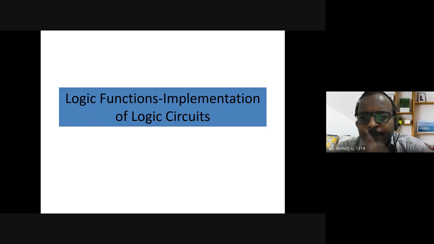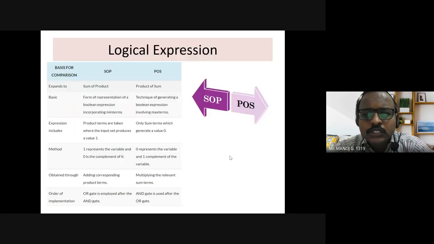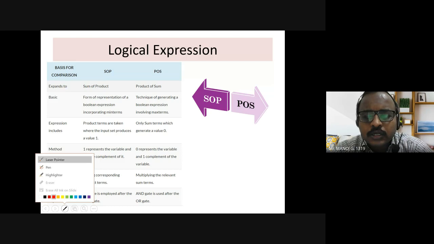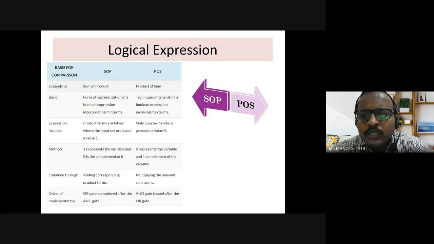Sri Kiran. Sir, A plus B. A plus B? I'm sorry, Sri, it is A dot B. Right? A plus B is OR gate. So logical expressions are basically classified into two types. One is called the sum of product. Any logical expression in the world is classified into two major categories: sum of product or product of sum.